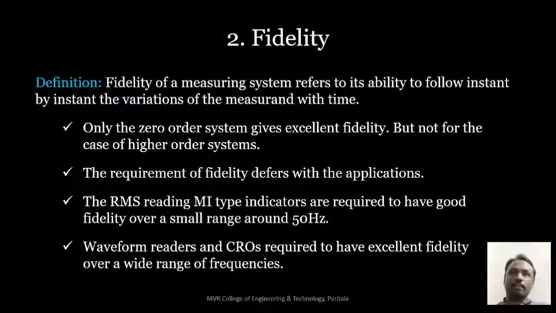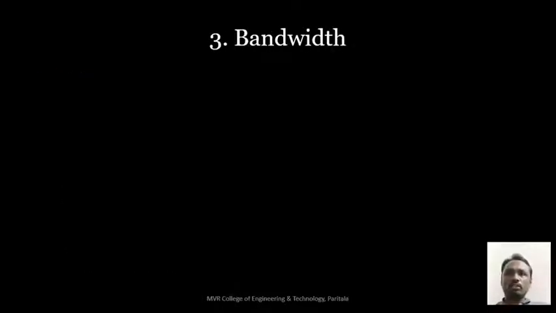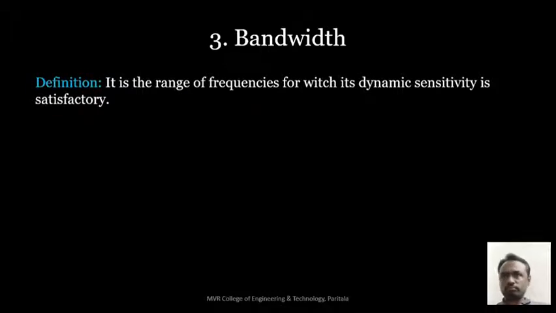So the next one is bandwidth. You know that the meaning of bandwidth is the range of frequencies at which the system performance is satisfactory. Here also it is the same definition. It is the range of frequencies for which the dynamic sensitivity is satisfactory. Here we are talking about dynamic characteristics, so it is the dynamic sensitivity. So this is about the bandwidth.